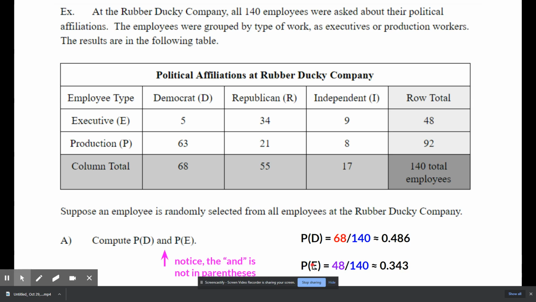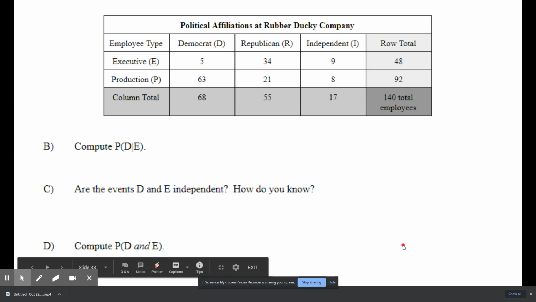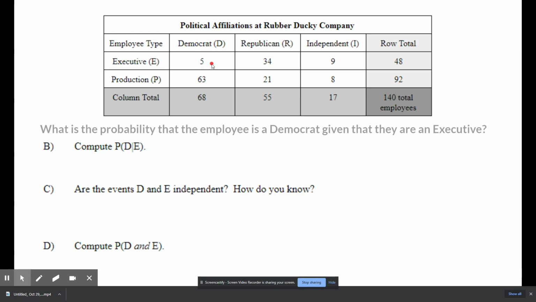Probability of an executive is 48 out of 140, and that's about 0.343. And there they are right there. If you want to compute the probability of a Democrat given that they're an executive, so that means given that they're an executive, in this row here, what's the chance that they're a Democrat? So in this one, we're going to do 5 out of 48, which goes to a 0.104 probability.